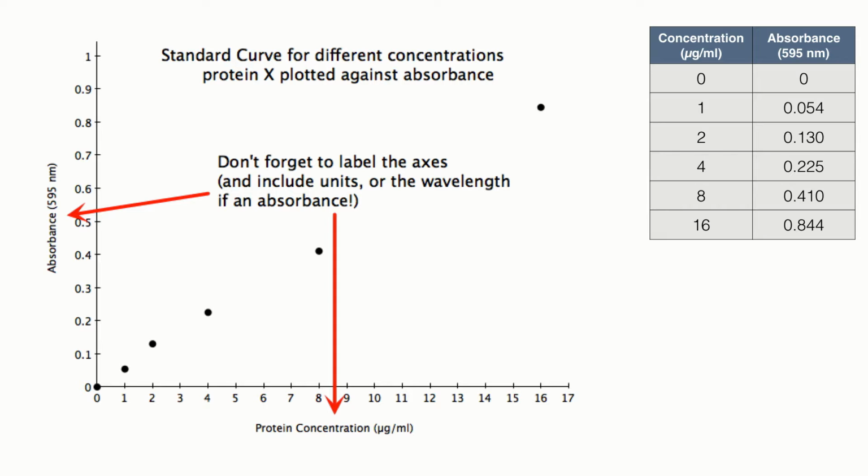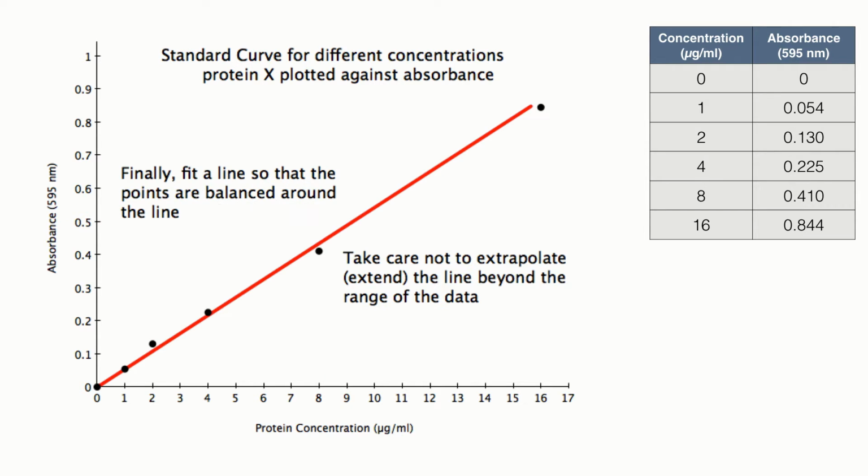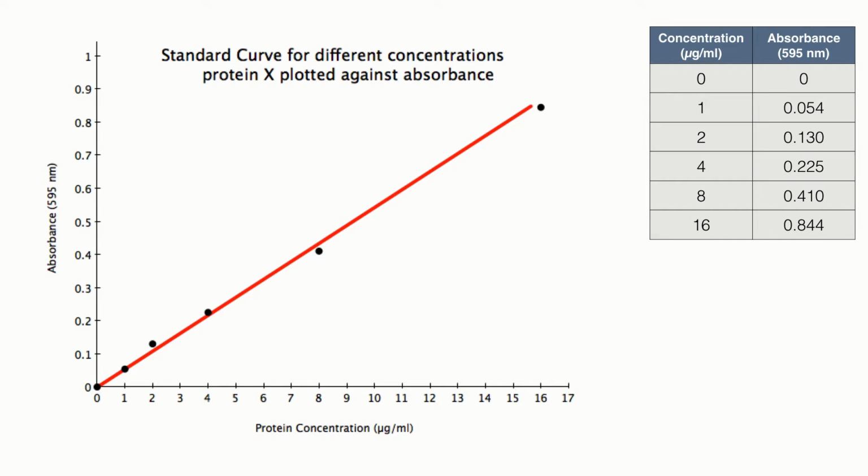Now absorbance doesn't have any units, but what we typically do with absorbance is record the wavelength at which the spectrophotometer was used, in this case 595 nanometers. Once I've got the axes labelled, I can then fit my line, making sure that the points are evenly balanced around the line. And so the final graph should look like this.